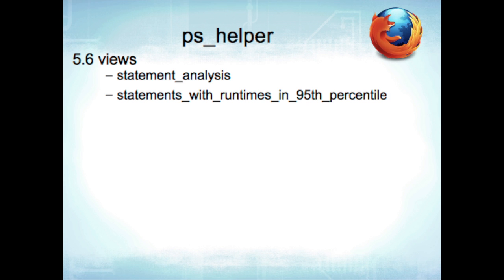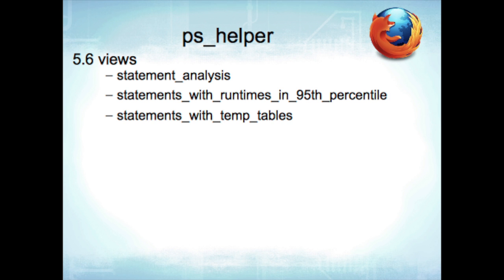Statements with runtimes in the 95th percentile. This is very nice. If you want to say, show me the queries that take the longest, this will do that analysis for you. Instead of running pt-query-digest and getting the 95th percentile, this does it for you in a view. Very nice. At any given time, you can say which queries are running in the 95th percentile. Now, if you ran the query two or three days ago, you can find it.